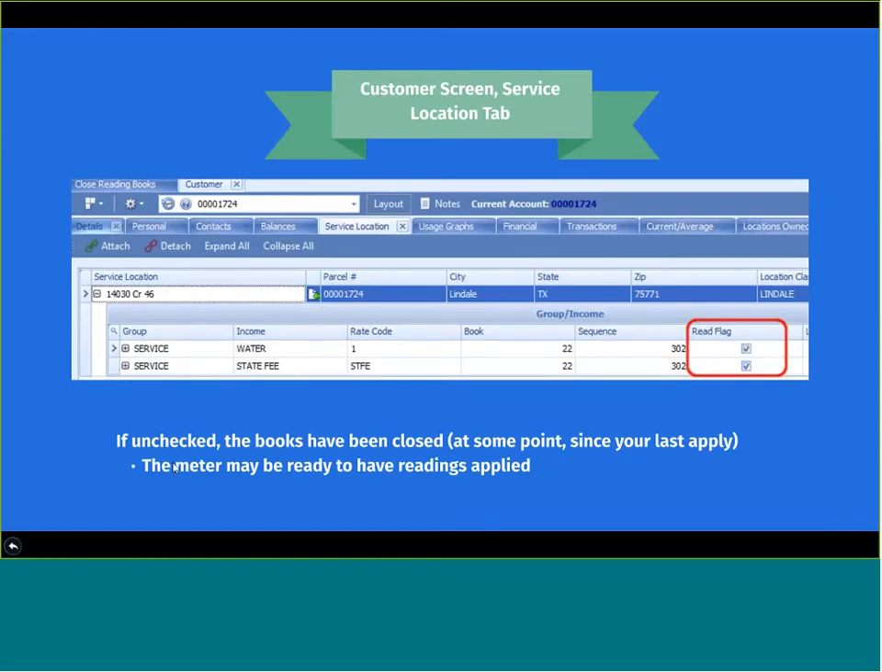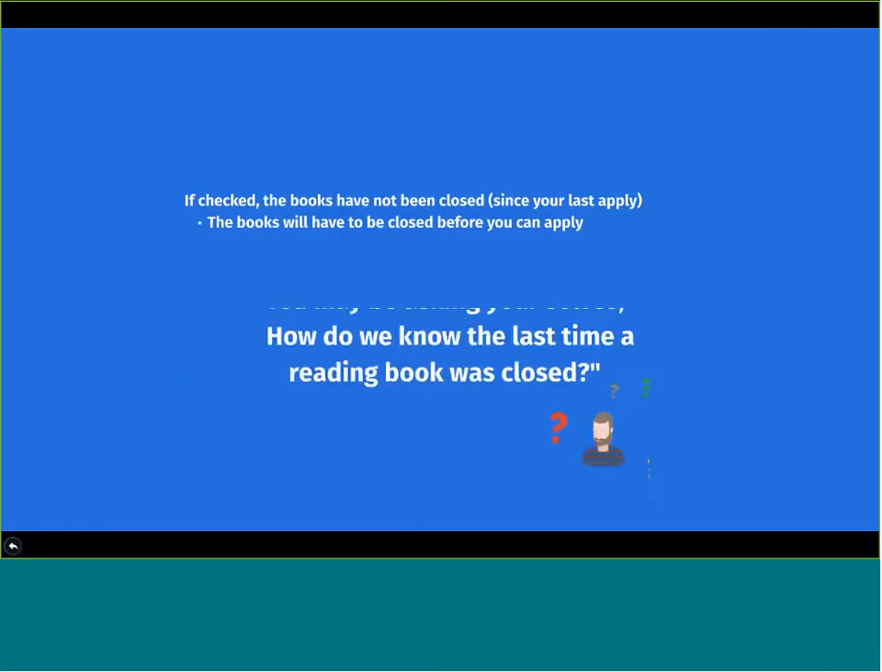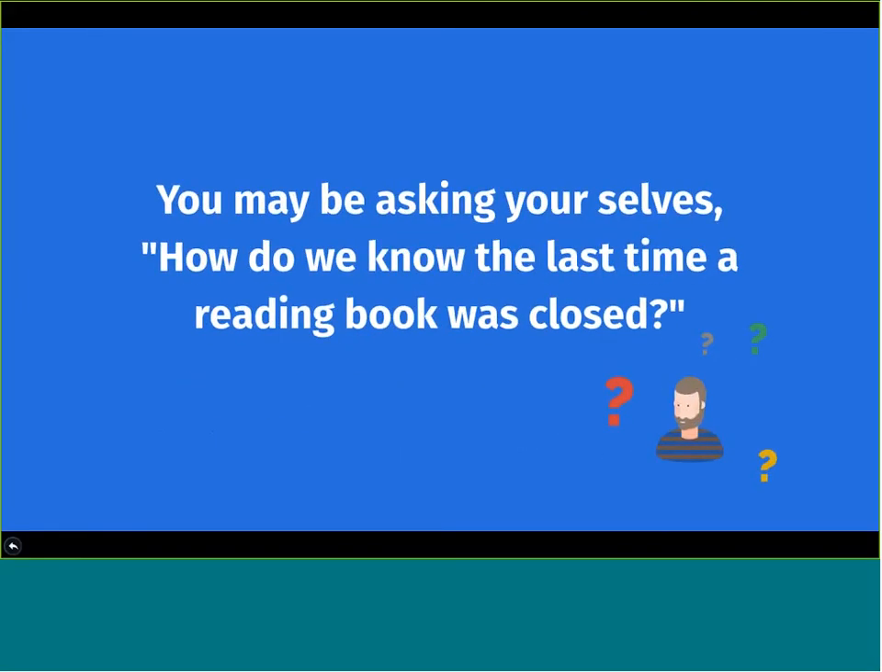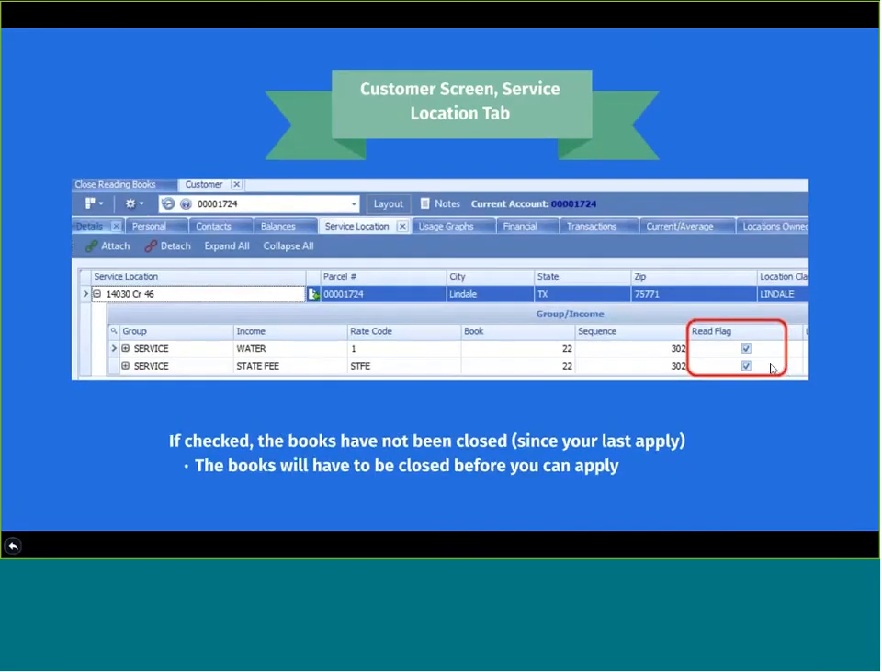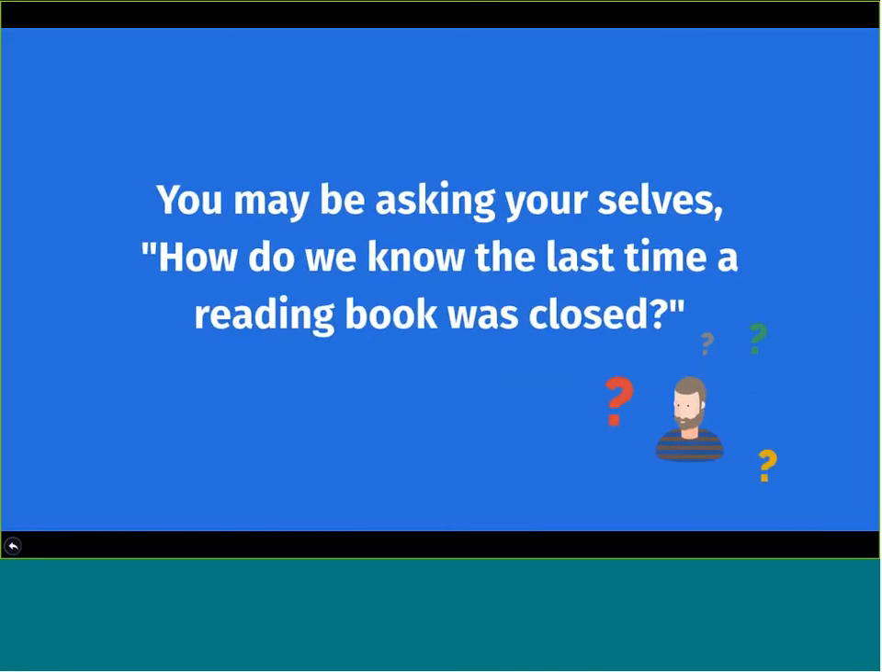So if they are checked, then the books have not been closed since your last apply, and the books will have to be closed before you can apply. This is not telling you whether books are open or closed. It's telling you whether the meters have been read or not. To know if they're open or closed for this billing period, you have to look at the customer balance screen.